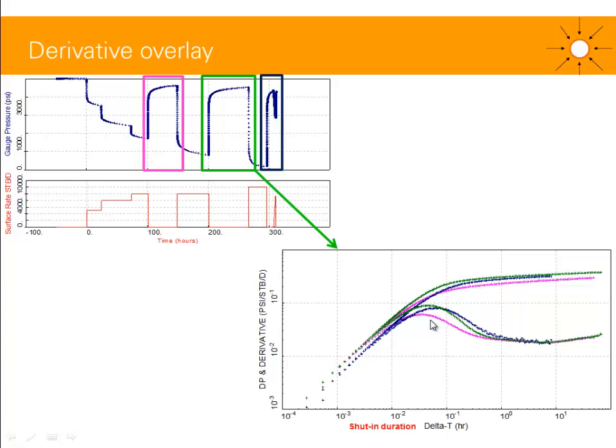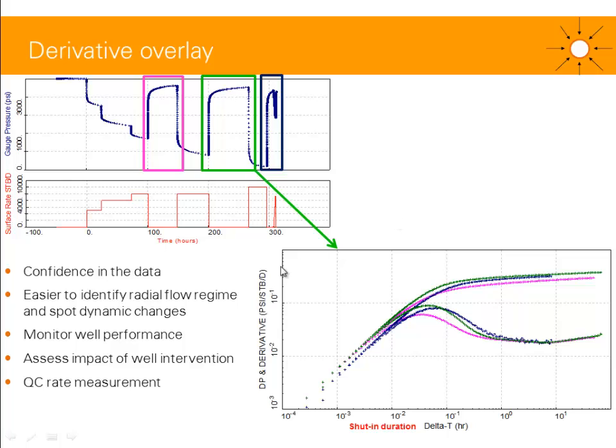And so with the code color, you're going to see the data from the first PBU in pink, which is this one, the derivative and the delta P plot, as well data from this PBU in dark blue. This is quite a powerful tool. It gives you some confidence in the data. By plotting all the data from the different PBUs, it's going to be easier to spot your stabilization in the derivative, so to spot rate flow regime, and to spot any dynamic changes between this PBU.